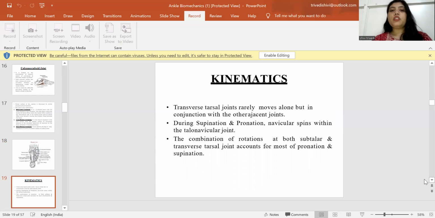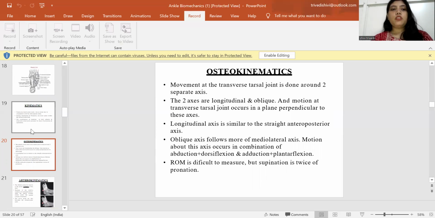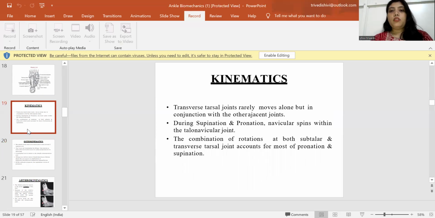Kinematics of the transverse tarsal joint: the joint rarely moves alone but in conjunction with other adjacent joints. During supination and pronation, the navicular spins within the talonavicular joint. The combination of rotation at both the subtalar and transverse tarsal joints accounts for most of pronation and supination.